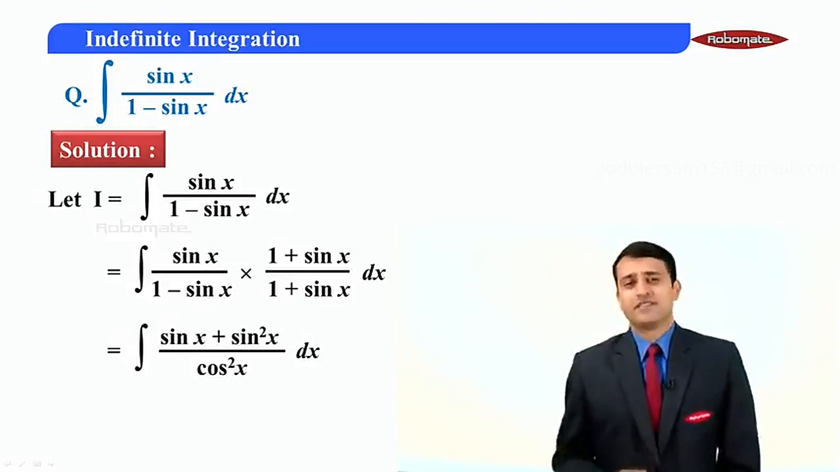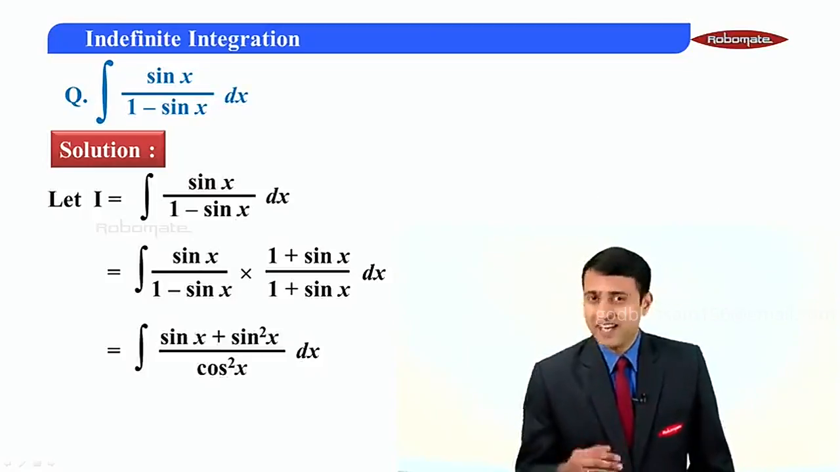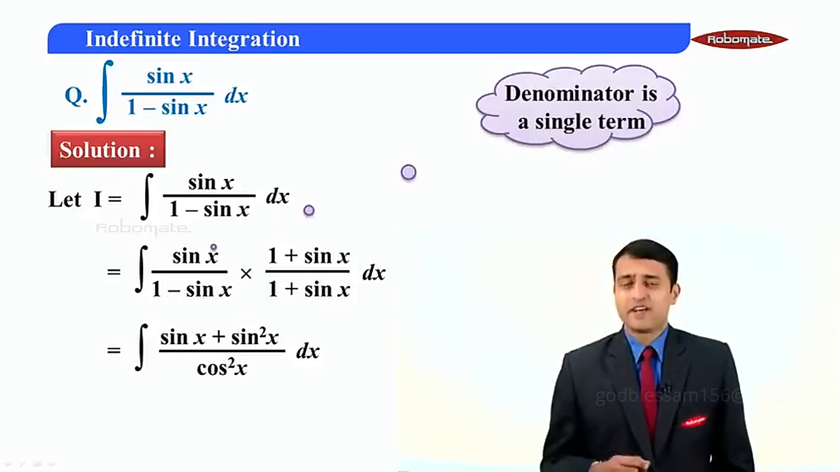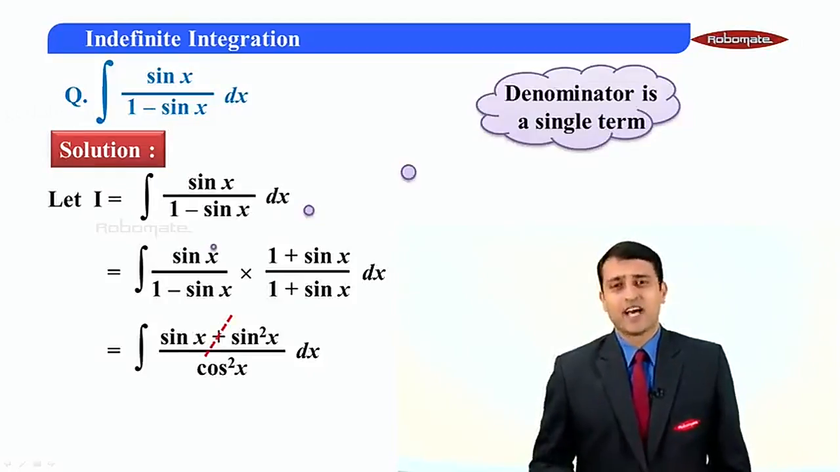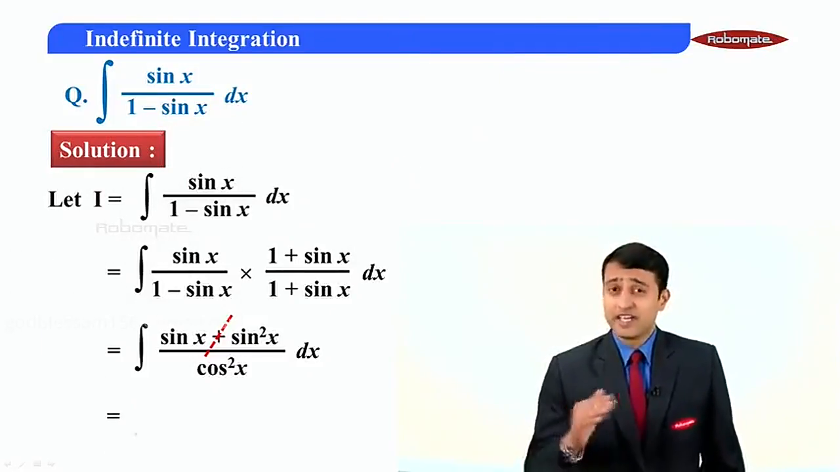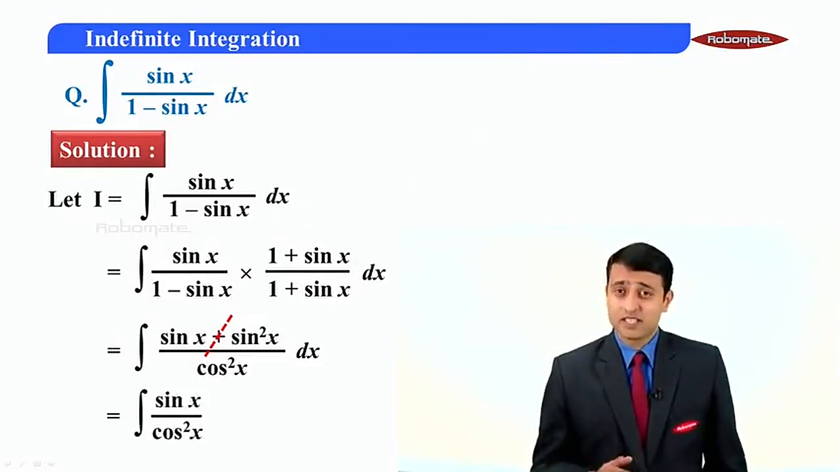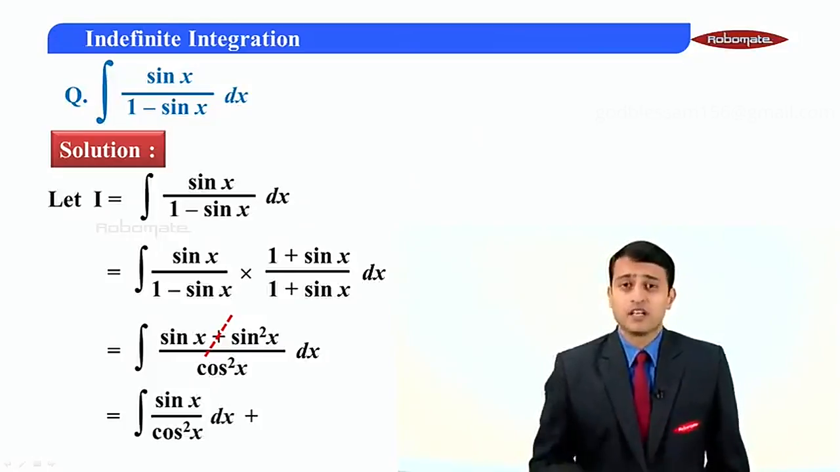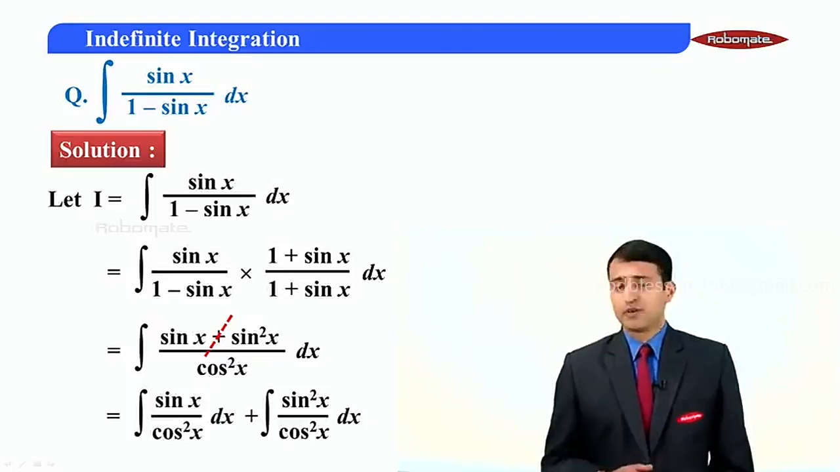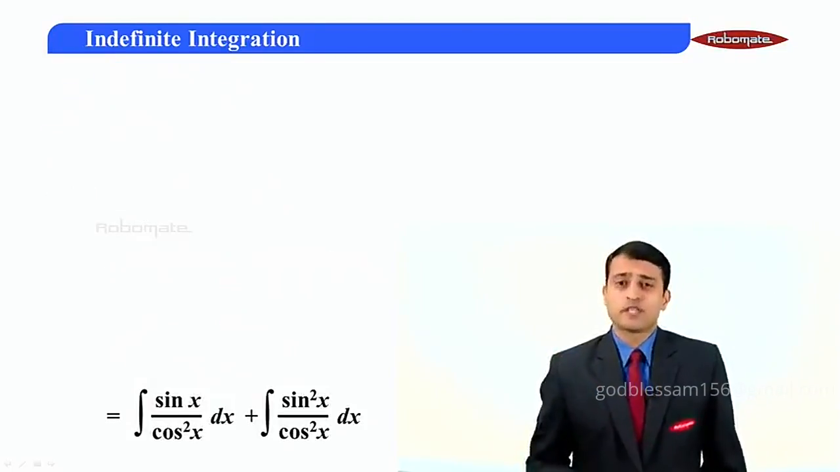Now what do we observe? We have seen this in the earlier sums. Again I repeat, the denominator is a single term. And whenever the denominator is a single term, you will find a red line, that means separate the numerator. So we'll write in the next step the sum of two integrals: integral sin x upon cos square x dx plus integral sin square x upon cos square x dx. Is that okay? Now let me just copy this to the next slide.